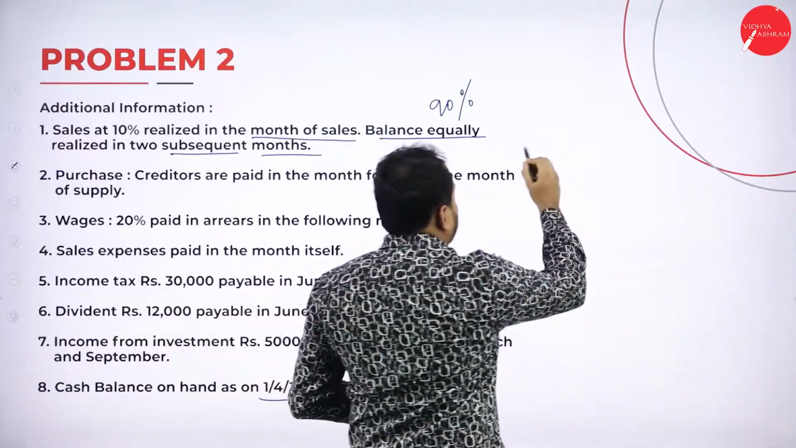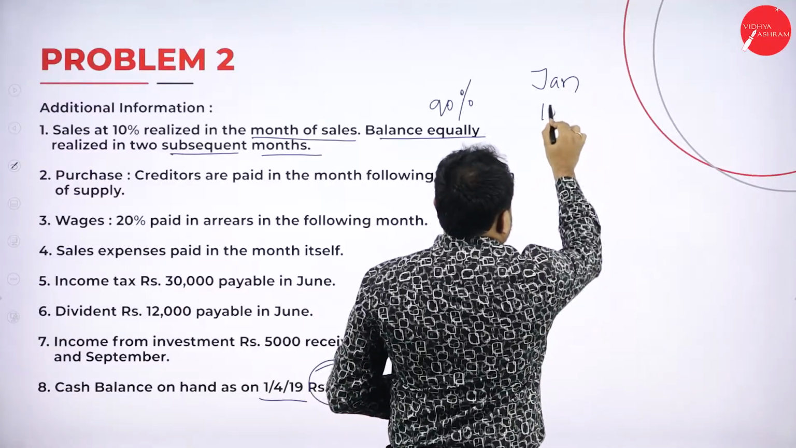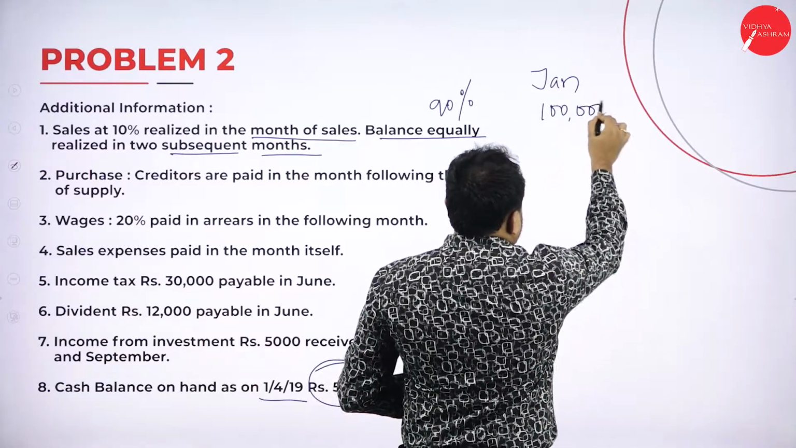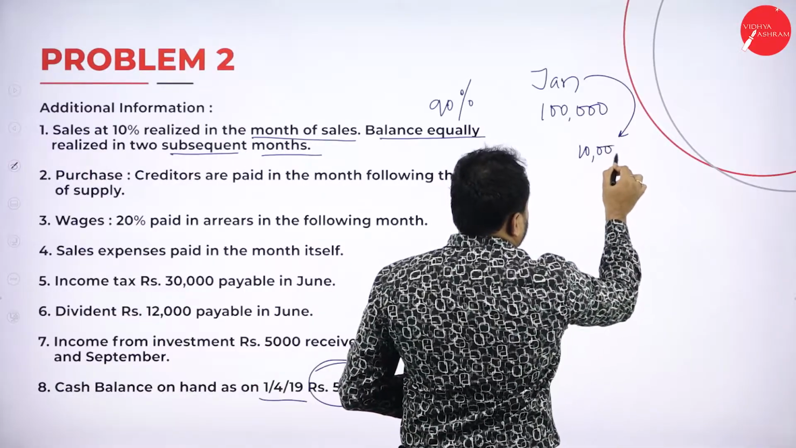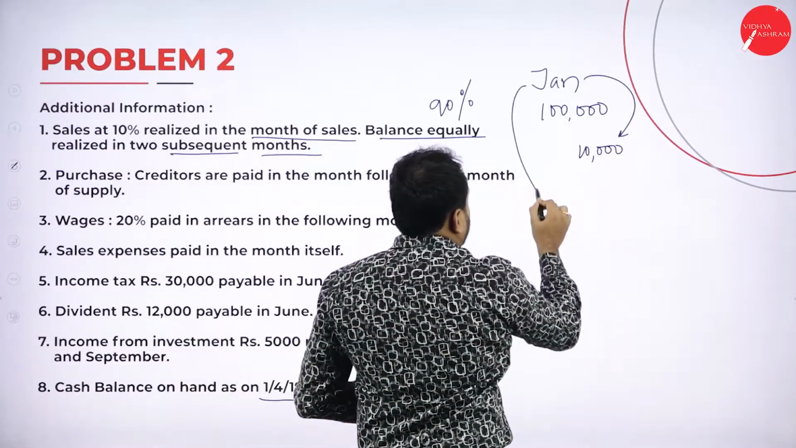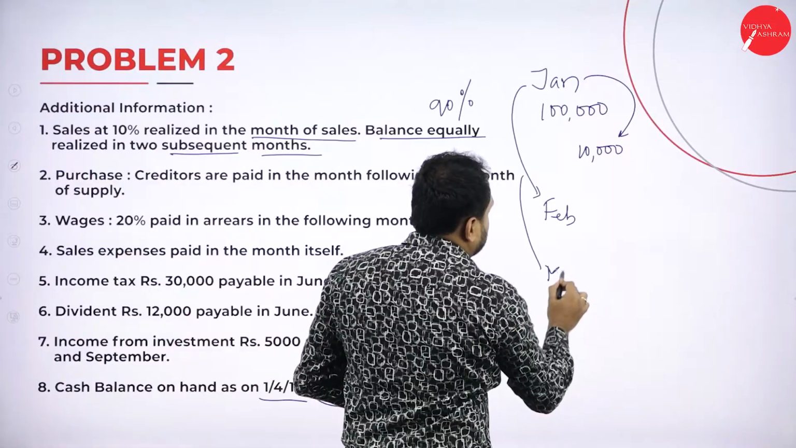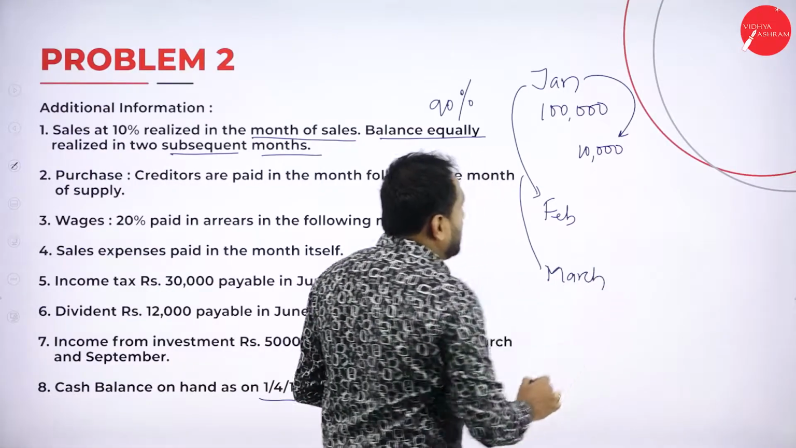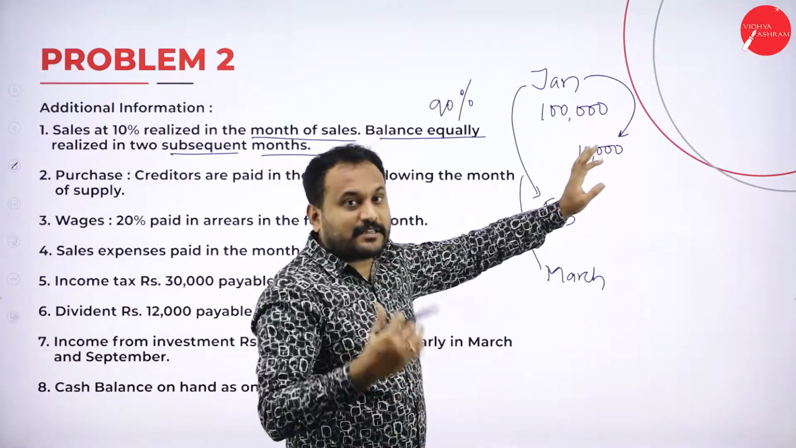Say January I have done something. In the month of Jan I have done sales of 1 lakh rupees. Now in the month of Jan only, how much have I collected? 10,000. So what do 2 subsequent months mean? After January, what are the months? One is February, another is March.